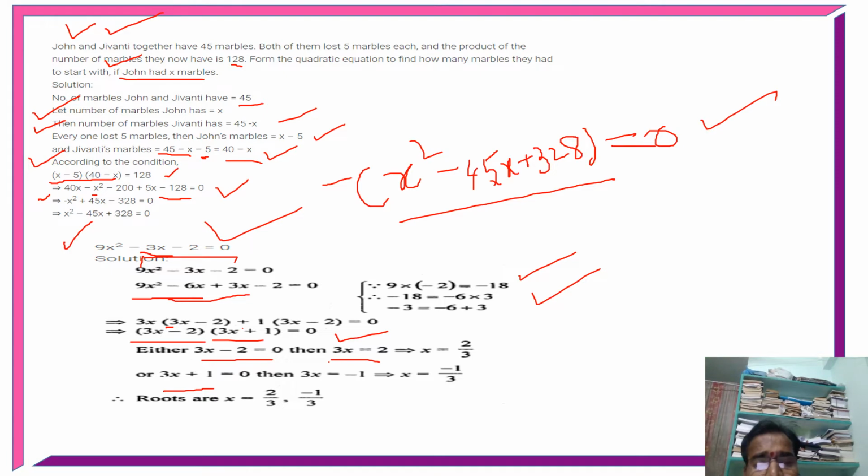So 3x equal to 2 and x equal to 2 by 3, one root. 3x plus 1 is equal to 0, plus can change into minus. So 3x equal to minus 1. If we transfer to the other side of equality, it will become minus 1 by 3. So 2 by 3 and minus 1 by 3 are the two roots of the given quadratic equation.